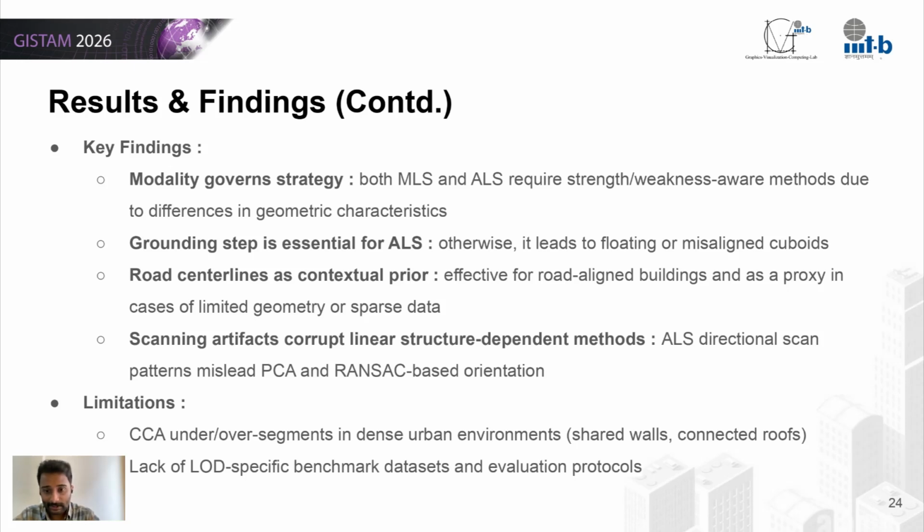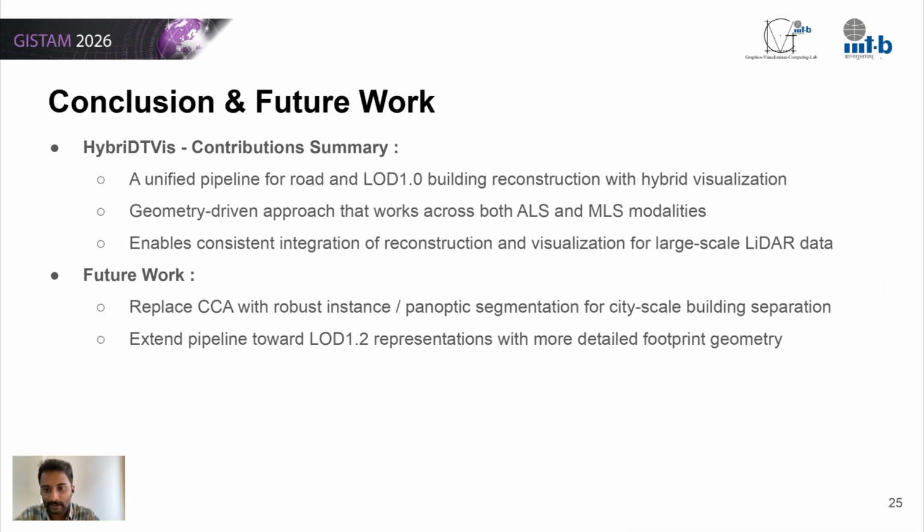To summarize, HybriDTVis contributes 3 things: a semi-automated road reconstruction method using geometry-aware junction detection and constrained mesh generation without needing trajectory or RGB data; LOD 1.0 building reconstruction across both MLS and ALS using geometry-driven pose estimation; and a lightweight web-based hybrid rendering tool combining Potree Core and three.js.